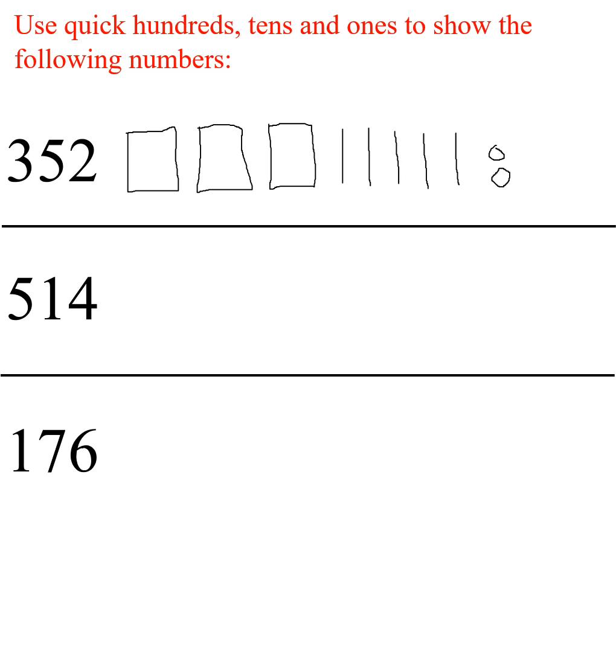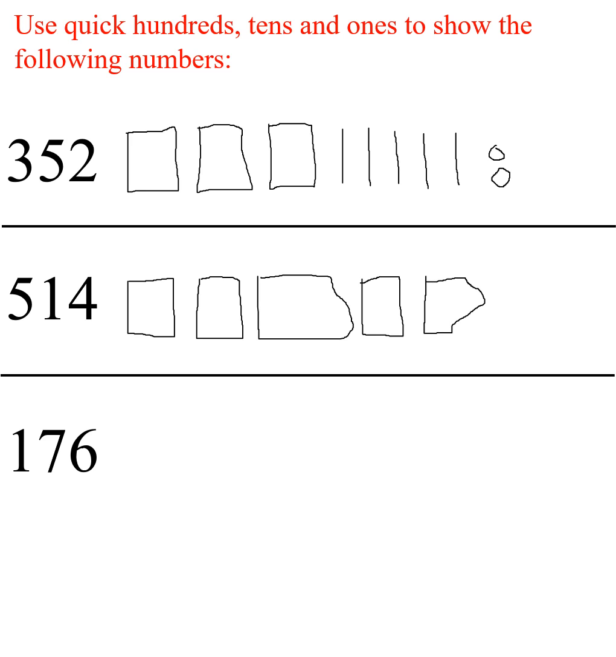All right, my next 3-digit number is 514. I see a 5 in the hundreds place, so I need 5 boxes. 1, 2, 3. Ooh, that's a funny one. 4, 5. Working with a mouse. Whoa! Mouse on my laptop is not working well today. There's my 5 funny looking hundreds.